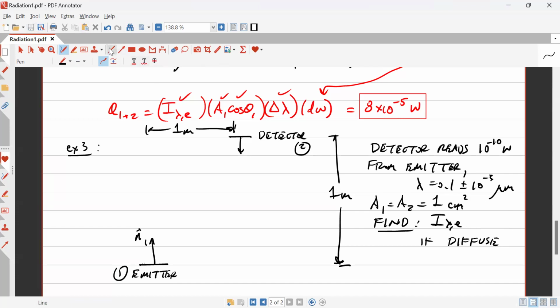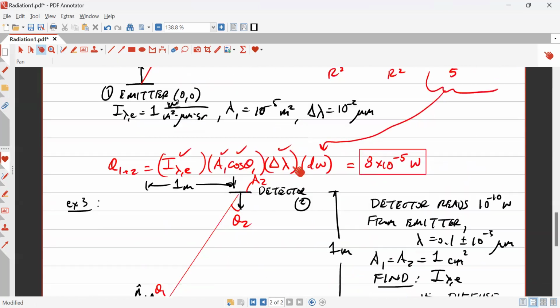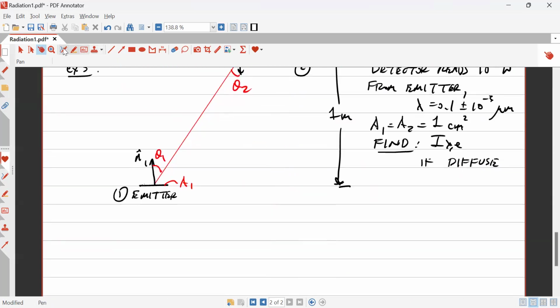All right, so what we're going to do is, again, start by drawing some lines. Let's draw a line from the emitter to the detector. The idea here is that you have an area 1 and an area 2, and here there's a theta 1, and here there's a theta 2. So we can use our equation up here of intensity to get our value down below.